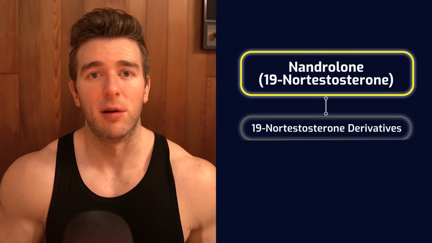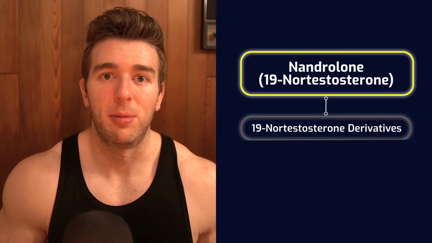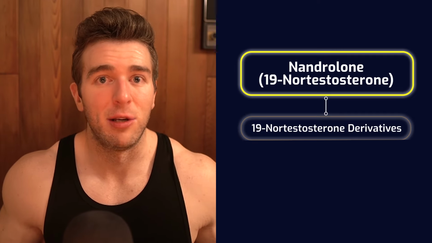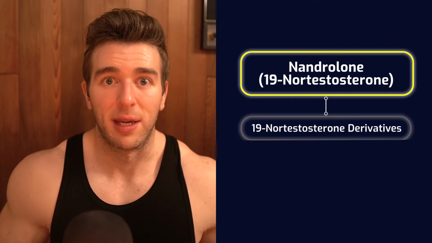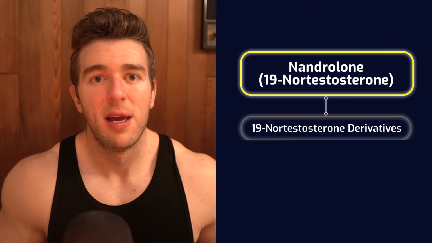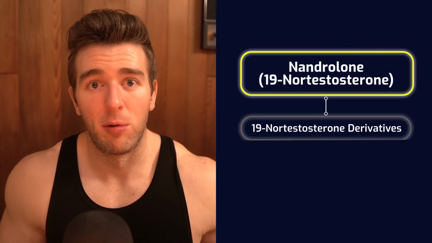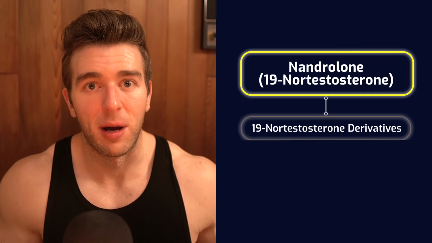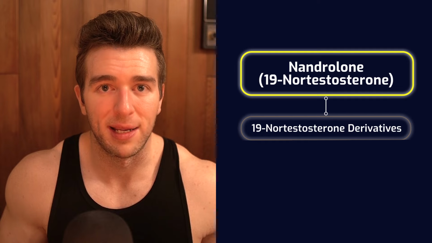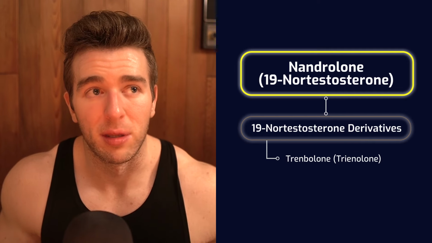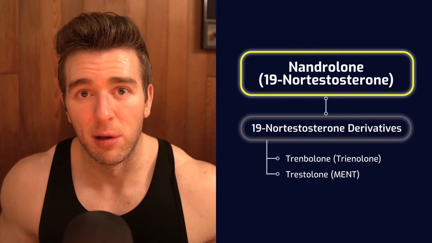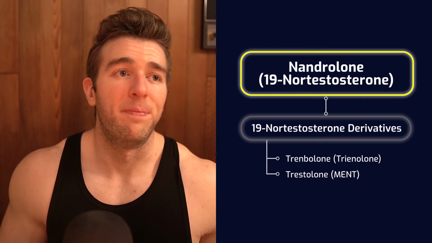So a lot of people think 19-nor, most people don't even know what 19-nors mean, but 19-nortestosterone is the actual chemical name for nandrolone essentially, or at least one of them. And derivatives of nandrolone were then tweaked and modified by scientists in order to create things like trenbolone, things like trestolone, also known as ment. Those are the main ones that come to the top of my head.